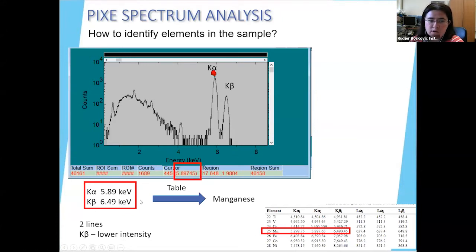In case of K lines, we usually see two peaks: the K alpha and the K beta line. In this case, you have three numbers stated, but K alpha 1 and K alpha 2 are very close, so they are in this one peak. And usually the K alpha line has higher intensity compared to the K beta line.